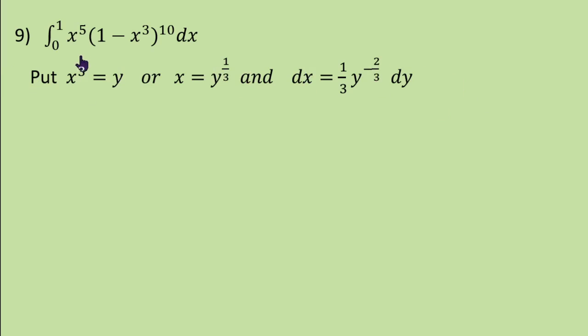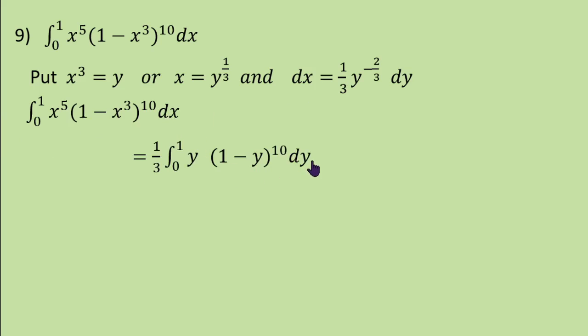We substitute these values. The limits remain the same because x is 1 means 1 cube is 1, and x is 0 means 0 cube is 0. Therefore 0 to 1 only. So this becomes x^5, which is y^(5/3), and dx is 1/3 y^(-2/3). y^(5/3) into y^(-2/3) gives y^(3/3), that is y. Take this 1/3 outside: 1/3 integral of y (1 minus y)^10 dy.